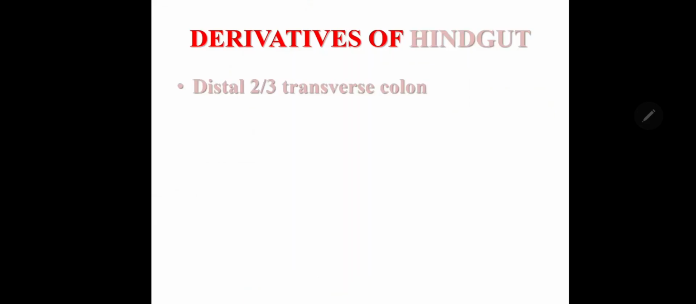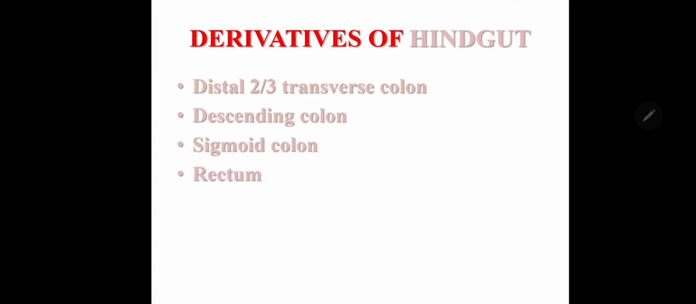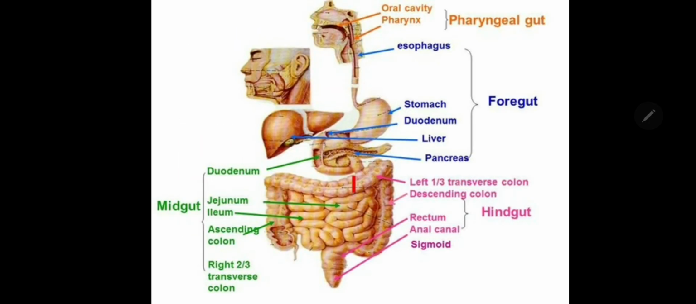And derivatives of the hindgut: the distal 1/3 of the transverse colon, descending colon, sigmoid colon, rectum, and upper part of the anal canal and urogenital sinus. Upper part of the anal canal and urogenital sinus are part of the cloaca, that is the post-allantoic part of the hindgut. You can see there. So left 1/3 of the transverse colon, descending colon, rectum, and upper part of the anal canal, along with the urogenital sinus, which is involved in the development of the bladder and urethra, is derived from the hindgut.